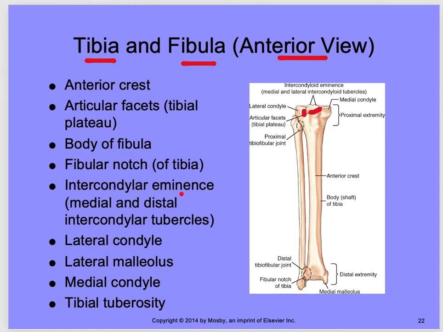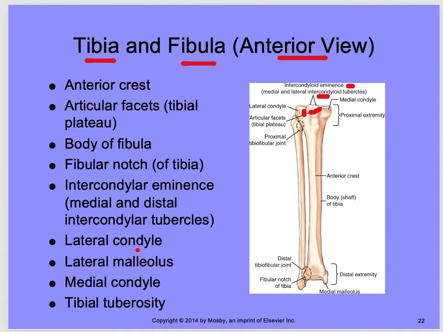Your intercondylar eminence, medial and lateral intercondylar tubercles. So right up here. So these are either the intercondylar eminences, the eminences, or the intercondyloid tubercles. Okay. So make sure that you know those, at least those three names. Intercondyloid eminence, the intercondyloid tubercles, medial and lateral, or the eminences.